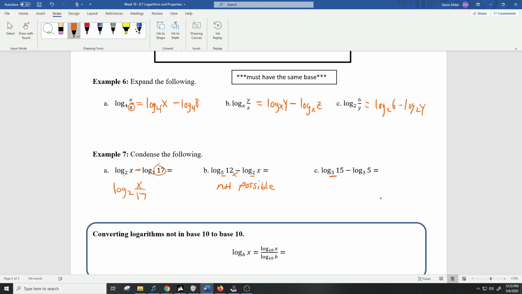And the last one, 3 and 3. You can put them together. Log base 3, this is the top number, 15 divided by 5. So this will be the only one that we actually go a little further with. The last one over here, we had an x. We can't simplify that. But you are allowed to actually divide these numbers if you can simplify it. So we'll make this log base 3 of what? 5 goes into 15 3 times. So log base 3 of 3.